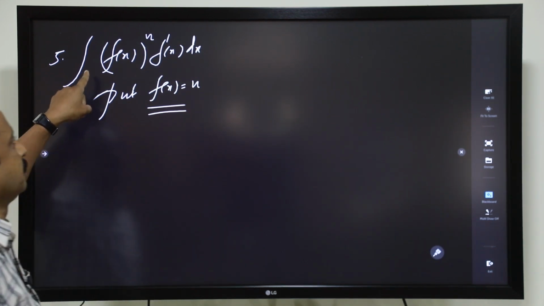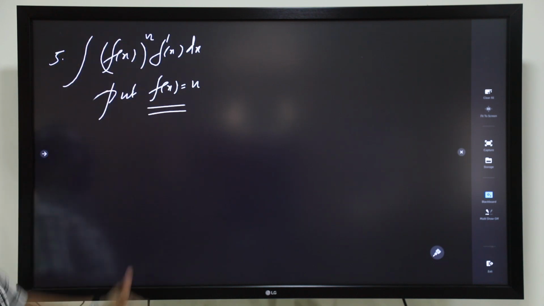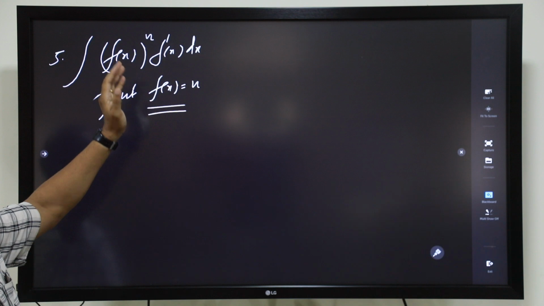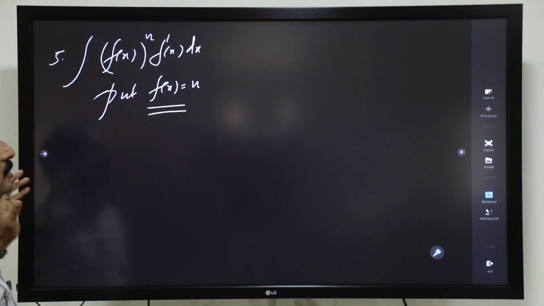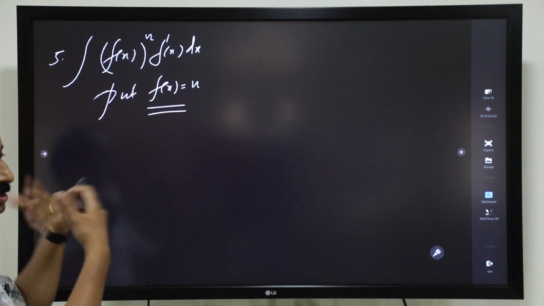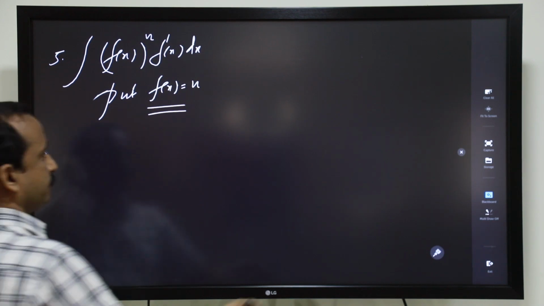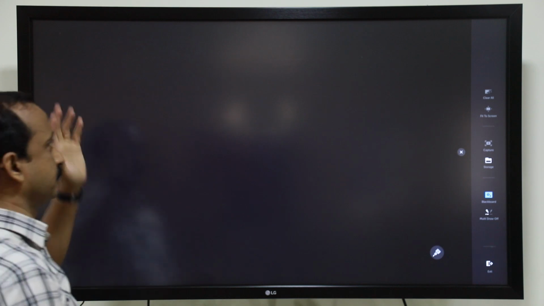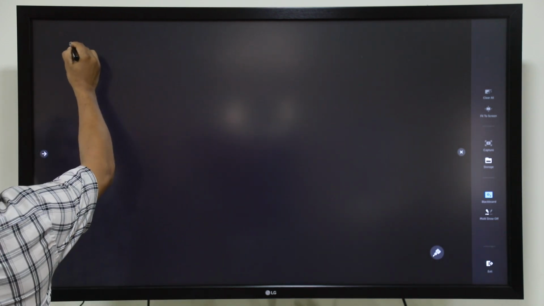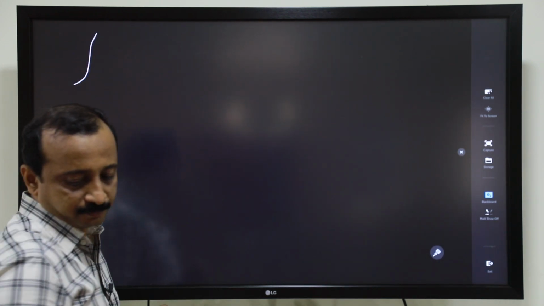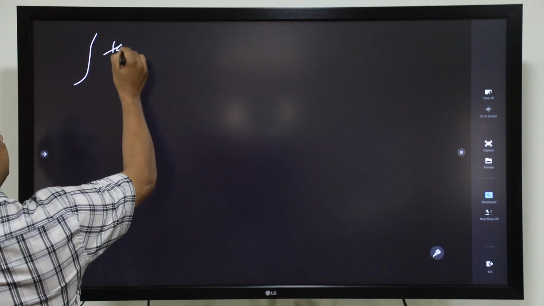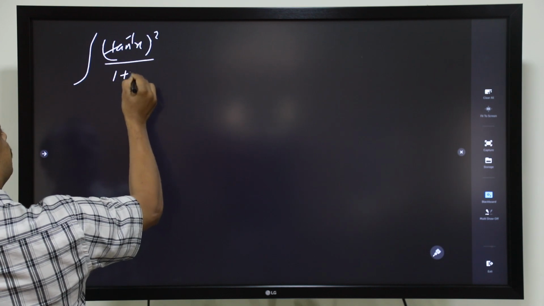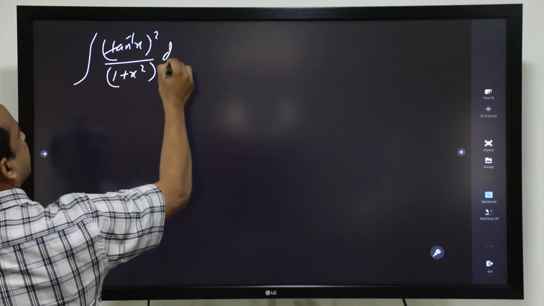Okay, in the fifth section, if a function is of the form f of x raised to n into f dash x into dx, at that time we put f of x is equal to u and then find its derivative. And last we convert the function to the standard form, then find the integral of this function. Okay, we will discuss some problems based on this. First question, integral of tan inverse x the whole square divided by 1 plus x square into dx.